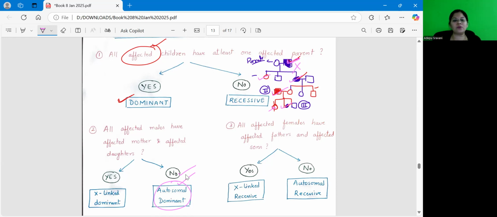And one more point I wanted to tell you is, in your textbook, they have given myotonic dystrophy as the example of autosomal dominant. For that, they have given a pedigree chart, and if you apply this trick to that chart, it won't work out. Okay, so I'm telling you that also. So this trick will not work for myotonic dystrophy.